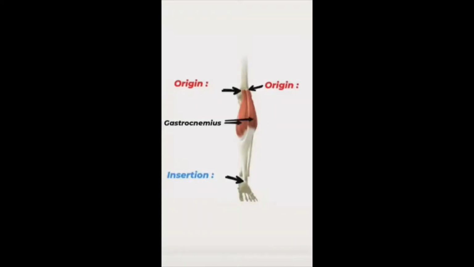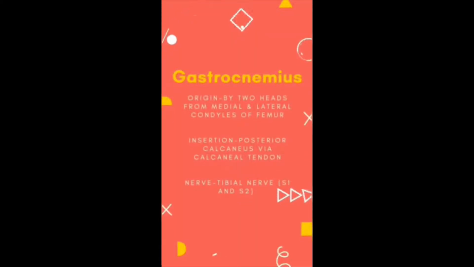Gastrocnemius. Origin by two heads from the medial and lateral condyles of the femur. Insertion: posterior calcaneus via the calcaneal tendon. Nerve: it is innervated by the tibial nerve S1 and S2.